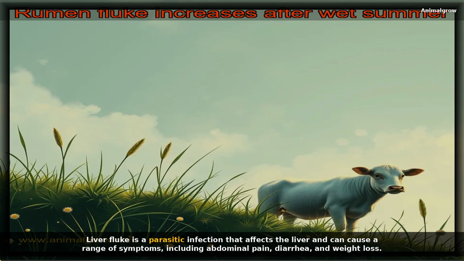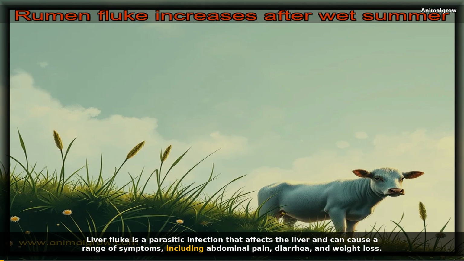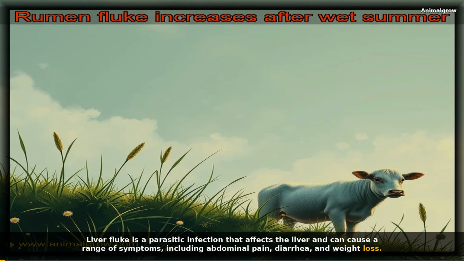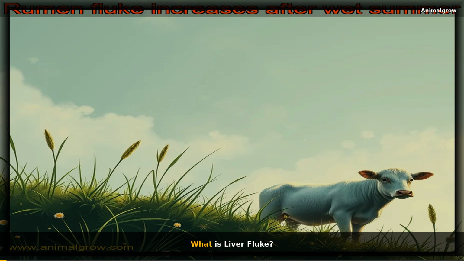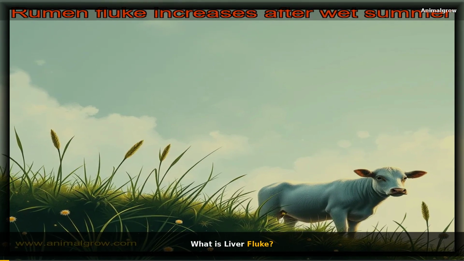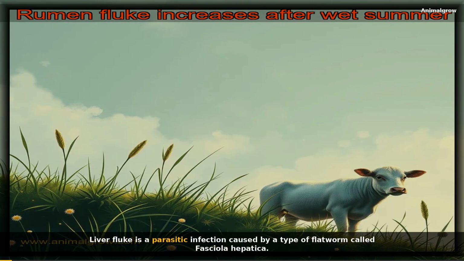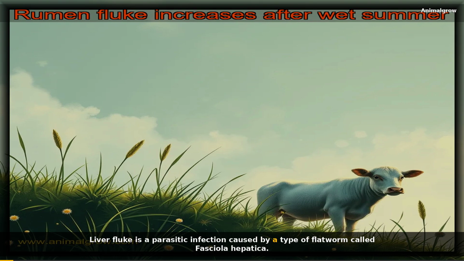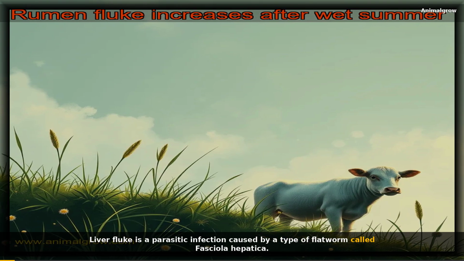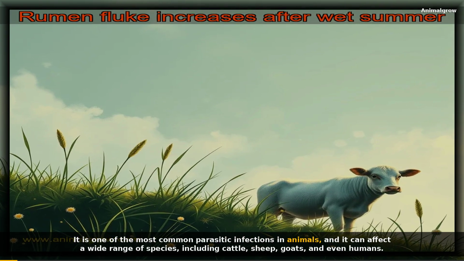Liver fluke is a parasitic infection that affects the liver and can cause a range of symptoms, including abdominal pain, diarrhea, and weight loss. What is liver fluke? Liver fluke is a parasitic infection caused by a type of flatworm called Fasciola hepatica. It is one of the most common parasitic infections in animals, and it can affect a wide range of species, including cattle, sheep, goats, and even humans.